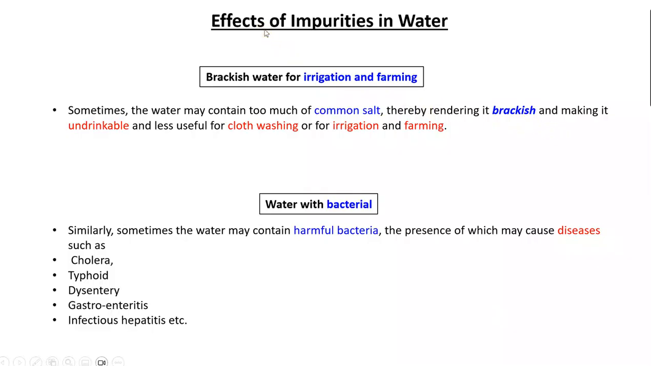Here we have effects of impurities in water. If water is brackish, then brackish water for irrigation and farming. Sometimes the water may contain too much common salt, thereby rendering it brackish and making it undrinkable and less useful for cloth washing or for irrigation and farming.